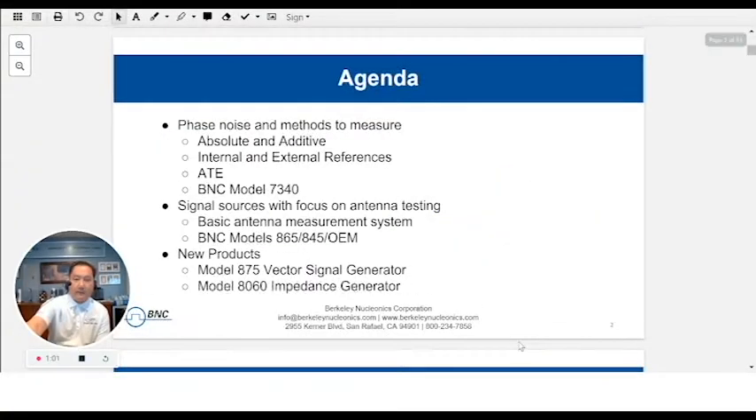I'd like to go over our agenda today. First, we'll be going over phase noise testing and the methods to measure phase noise. We'll use our model 7340 as an example. Second, we'll go over signal sources with the focus on antenna testing. And of course, we'll use our signal sources as examples. And then finally, our new products coming down the pipeline, model 875, 8060. Very excited to speak on that and show you how they can be of great benefit for you.